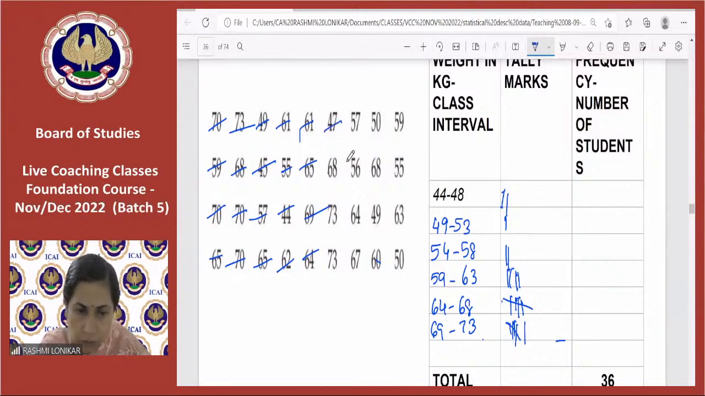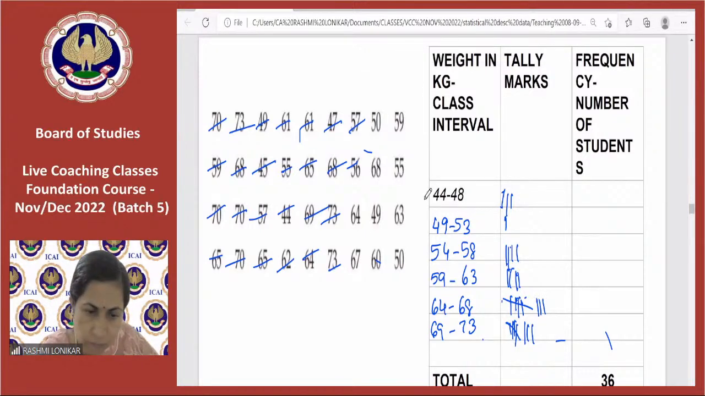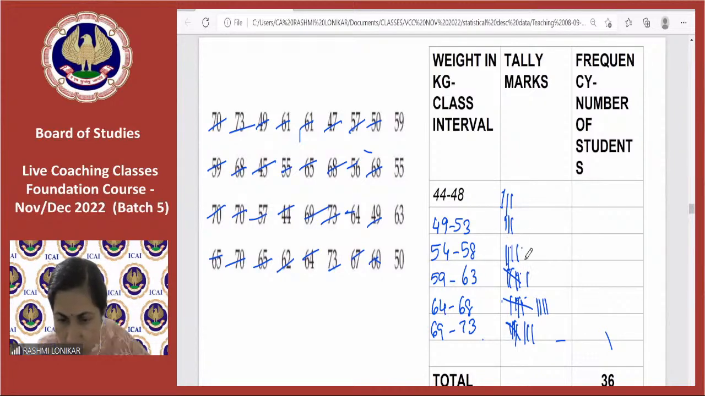47, 68. 73, 73. 57, 56. 64, 67. Then 50, 68, 49, 60, 59, 55, 63 and 50.